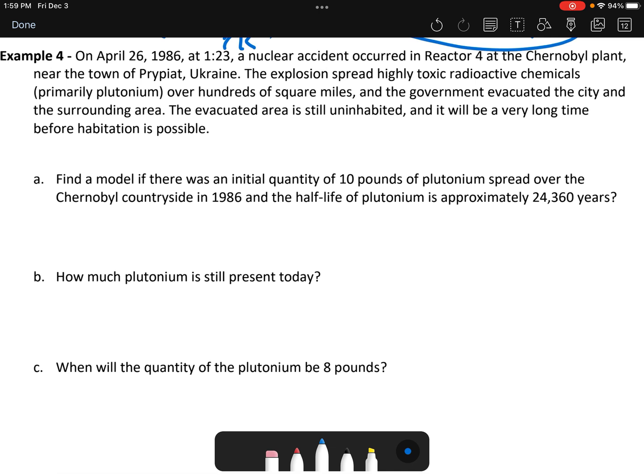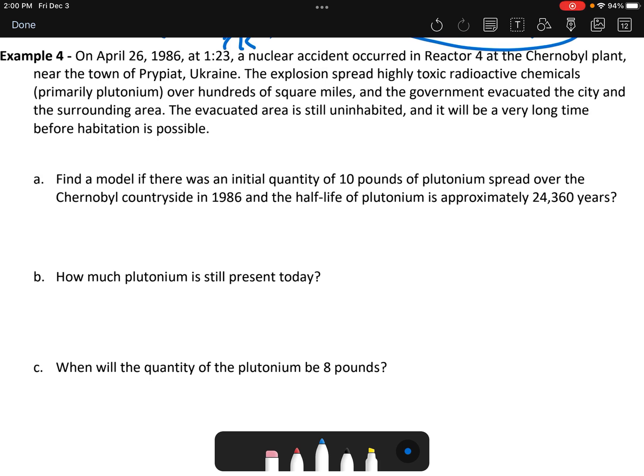Now, this one's kind of cool, really cool actually. This gets into half-lives and radioactivity. And this talks about the Chernobyl incident, and this was quite fast. It was crazy. I remember it very well growing up. And you basically, you can go there, but it's at your own risk. It's still radioactive even to this day.